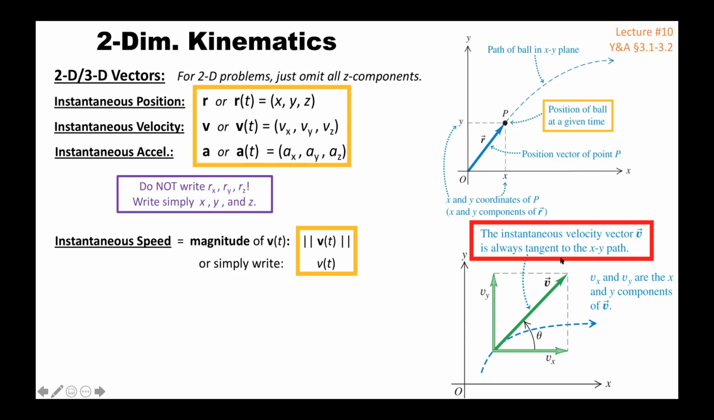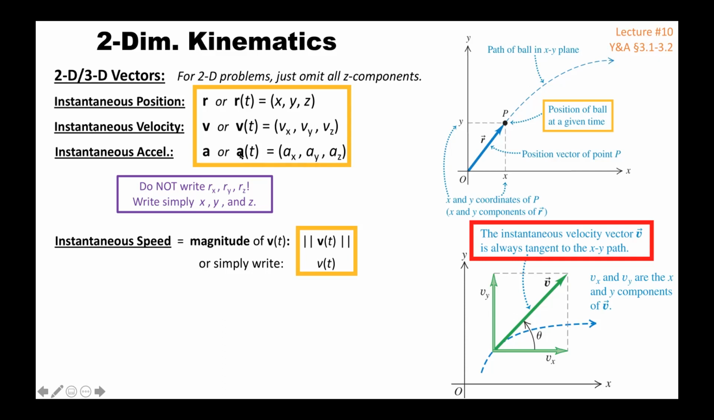Okay, so keep that in mind as we think about our projectile motion problems coming in lecture 11, and we draw the sort of parabolic path of an object, of a projectile, as it travels under gravity. Then the instantaneous velocity at any moment in time is going to be tangent to that parabola.